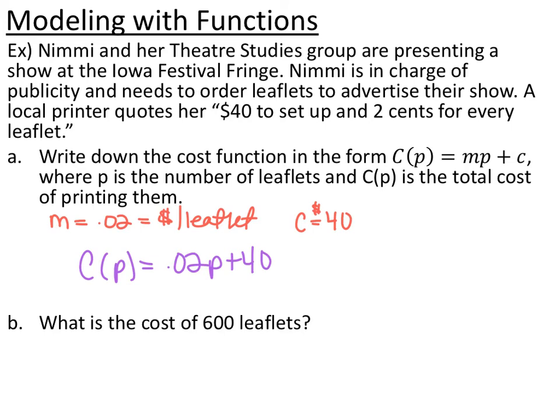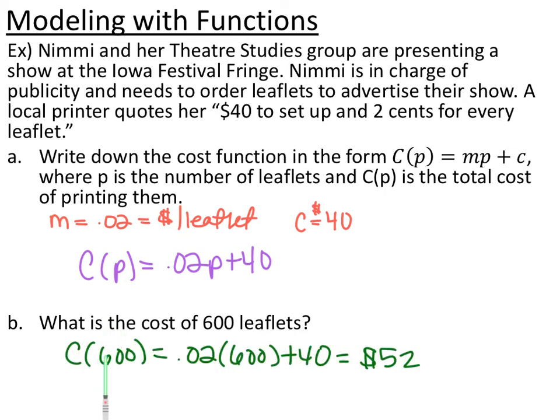So in this situation, the 2 cents is your slope because it's the change for every leaflet. Every time you see this, that's your slope. So it's 2 cents, the price per leaflet, and then the $40 is your y-intercept, because even if you buy 0 leaflets, it's still going to cost you $40. So your initial value. So C(P) is equal to 0.02P plus 40. If you haven't already done so, go ahead and pause the video and find the cost for 600 leaflets.